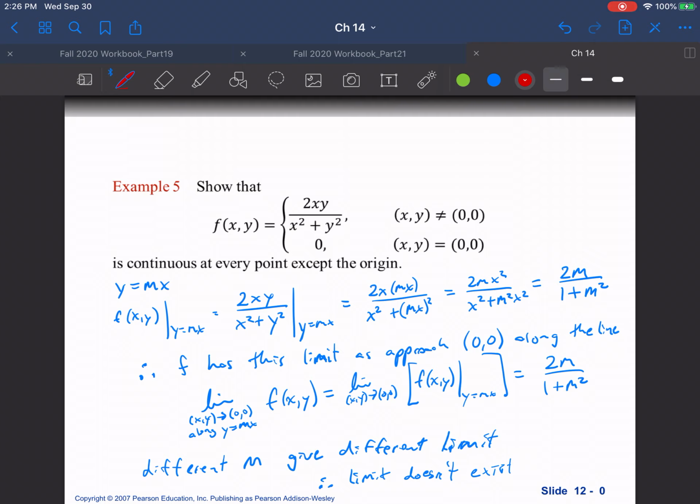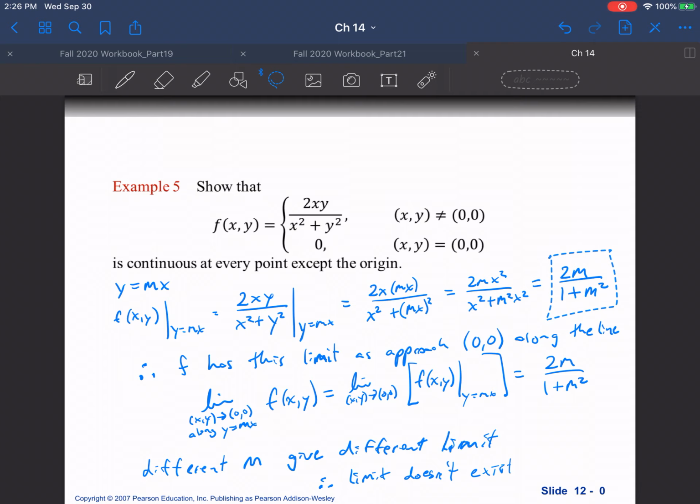So let's take a look here. We can evaluate it at y equals mx. When we do that, we substitute in mx here and here for y, and then we can cancel all these x squareds. We end up with 2m over 1 plus m squared, and that's a constant for that given value of m.